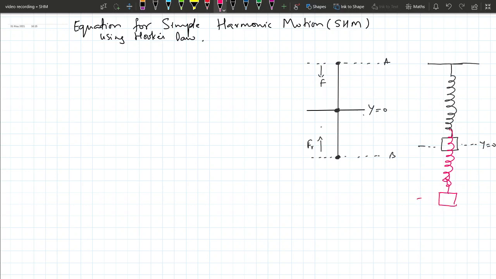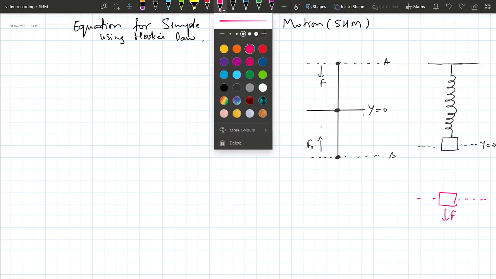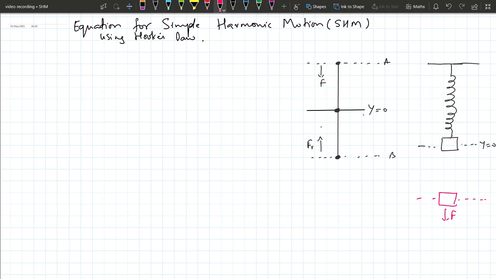So after you apply a force in the downward direction, let us assume it in this direction. This is the direction in which you have applied the force F. Due to the application of the force, there is an extension in the spring. So the spring has extended to a certain distance. That distance we will call the displacement y.